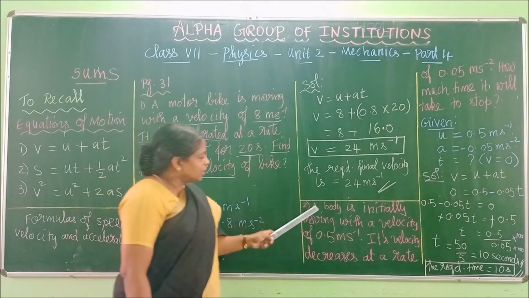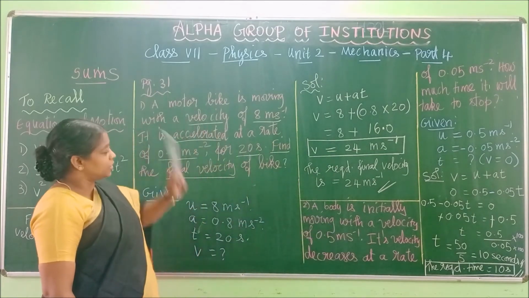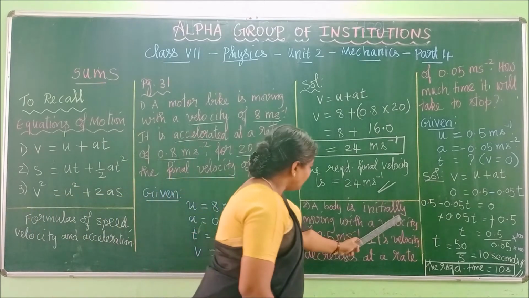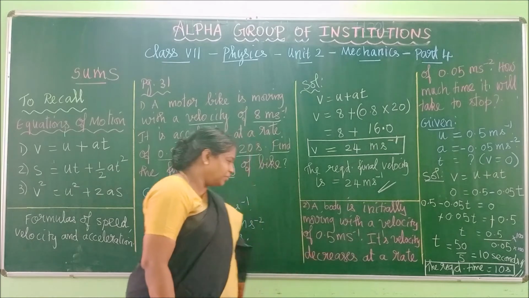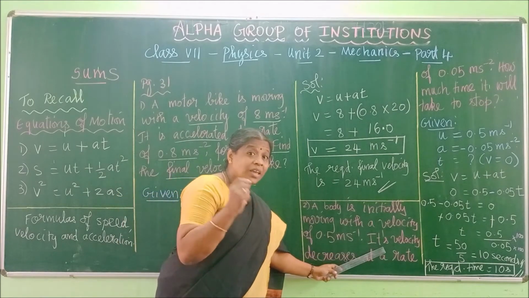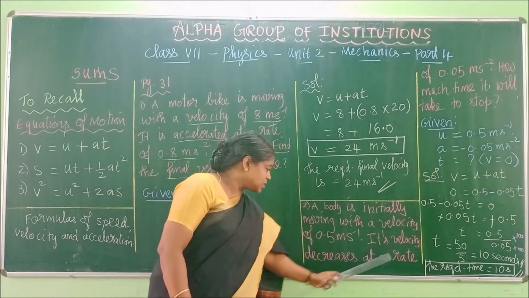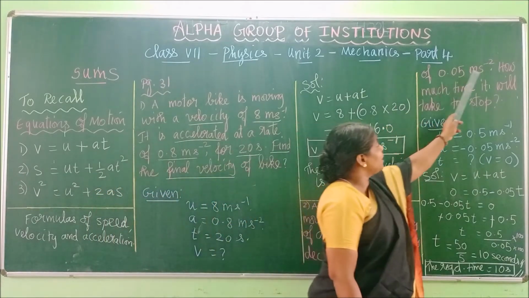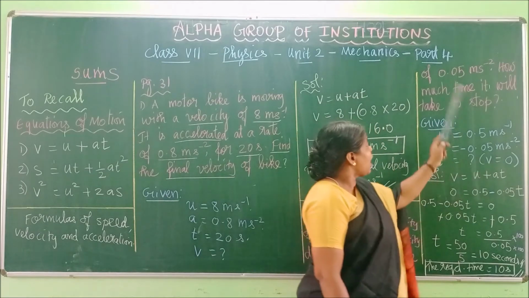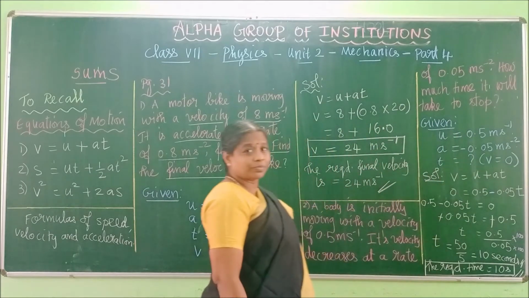Second sum. It is there on the same page only, children. A body is initially moving with the velocity of 0.5 meter per second. Its velocity, see the keywords, important keywords: its velocity decreases at a rate of 0.05 meter per second square. How much time will it take to stop?